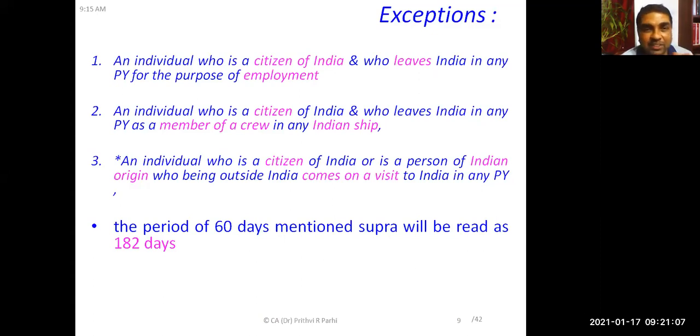Did you understand this exception? First is that Indian citizen leaving India for employment. Second case, Indian citizen leaving India as a crew member in an Indian ship. Third case, Indian citizen or a person of Indian origin coming to India on a visit. In these three situations, the 60 days which I had told you before shall be read as 182 days. Is it clear? Yes, sir.